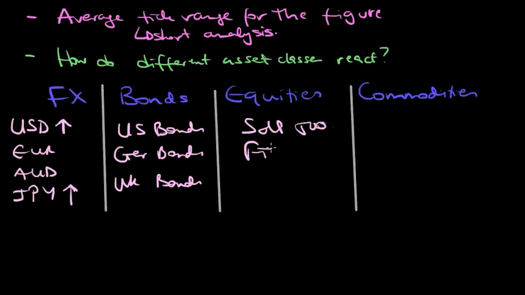What's the FTSE going to do? FTSE 100, DAX, Euro Stocks 50. Generally these are all going to be very correlated. So on a better than expected number, are the equities going to rally?